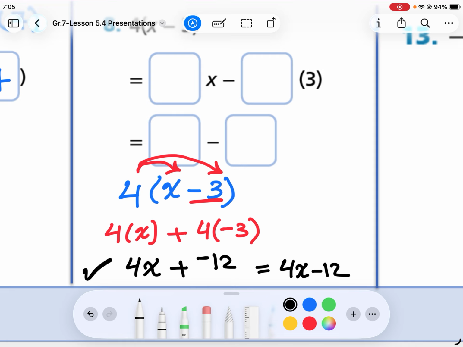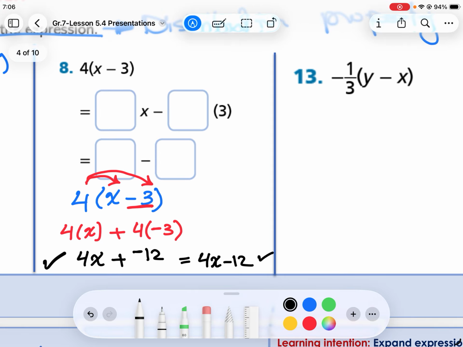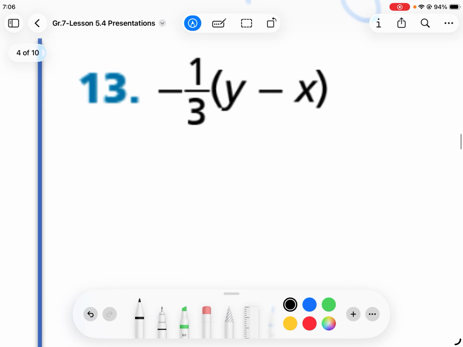So the final answer will be 4x minus 12. Okay, this is how you write it. You can leave it like that, or you can go all the way to the end and write it in simplified form. Now, as you can see here, 4x and 12 are unlike terms, so you cannot combine them. So that's your answer in simplest form. Let's move on to this question.